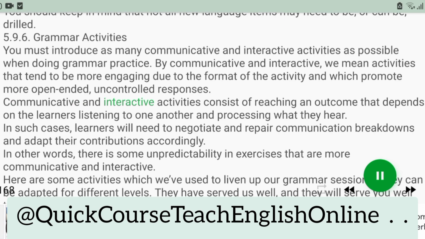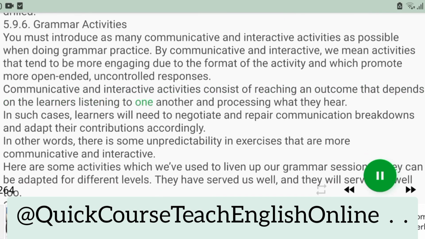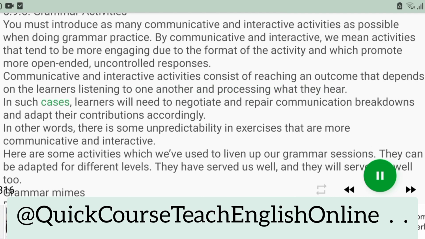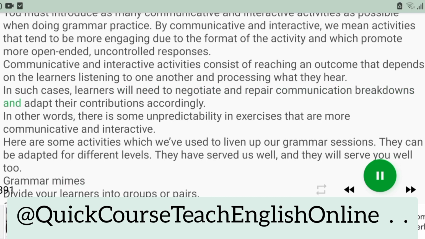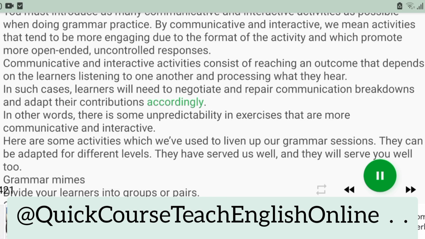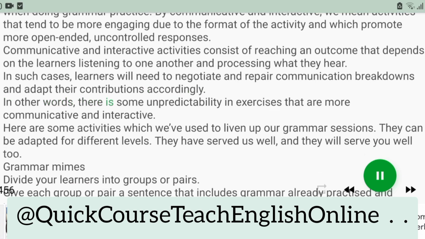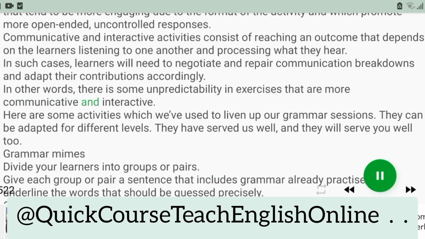Communicative and interactive activities consist of reaching an outcome that depends on the learners listening to one another and processing what they hear. In such cases, learners will need to negotiate and repair communication breakdowns and adapt their contributions accordingly. In other words, there is some unpredictability in exercises that are more communicative and interactive.